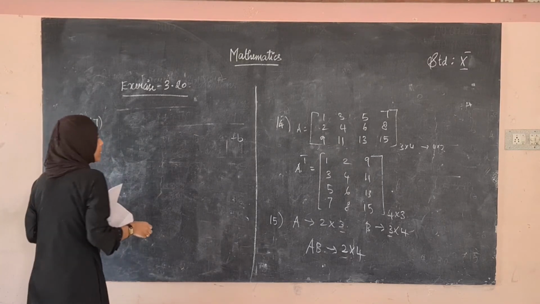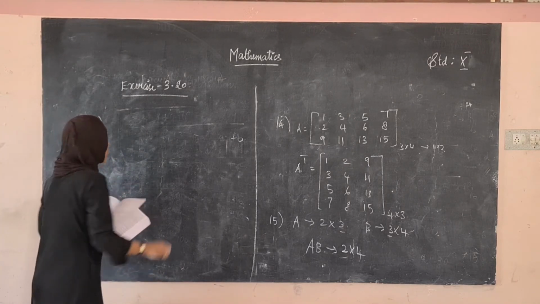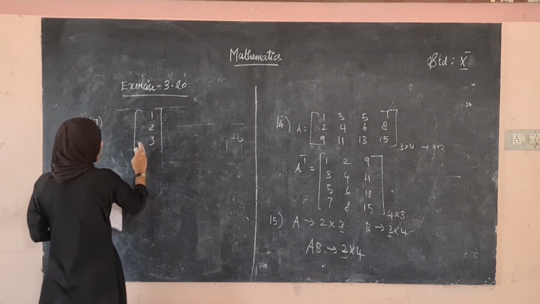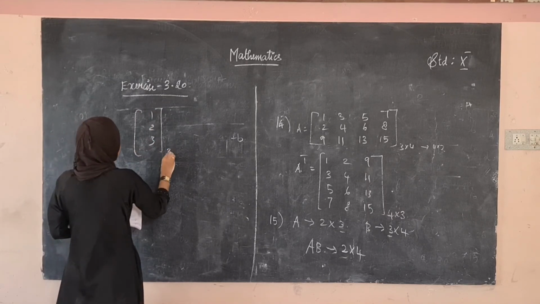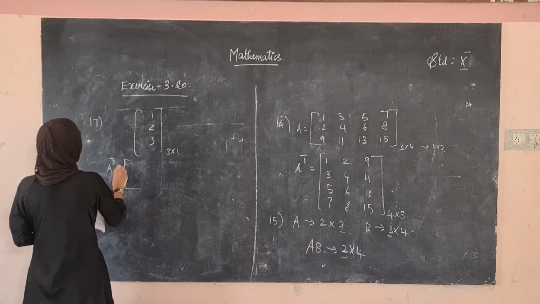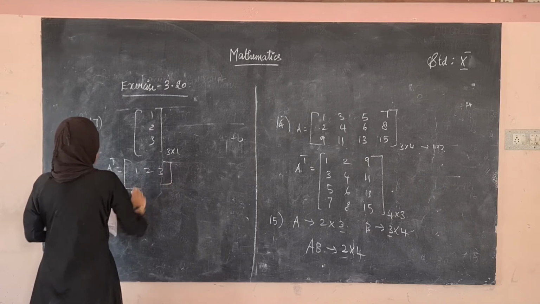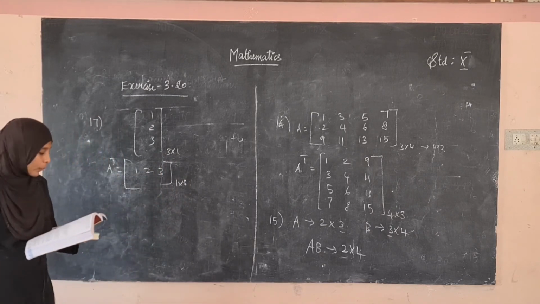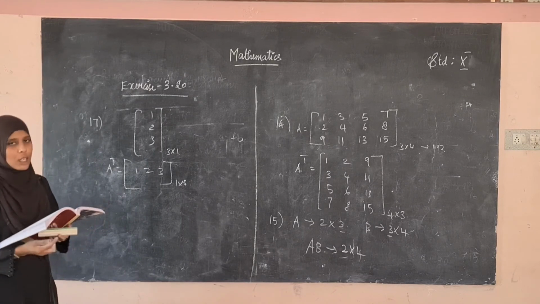Transpose of a column matrix. Column matrix means it has only one column, like this: 1, 2, 3. The order of this matrix is 3 cross 1. When we change this, A transpose will be equal to 1, 2, 3. This column is changed to a row, that is 1 cross 3. Then we can say this is a row matrix. So the transpose of a column matrix is a row matrix.